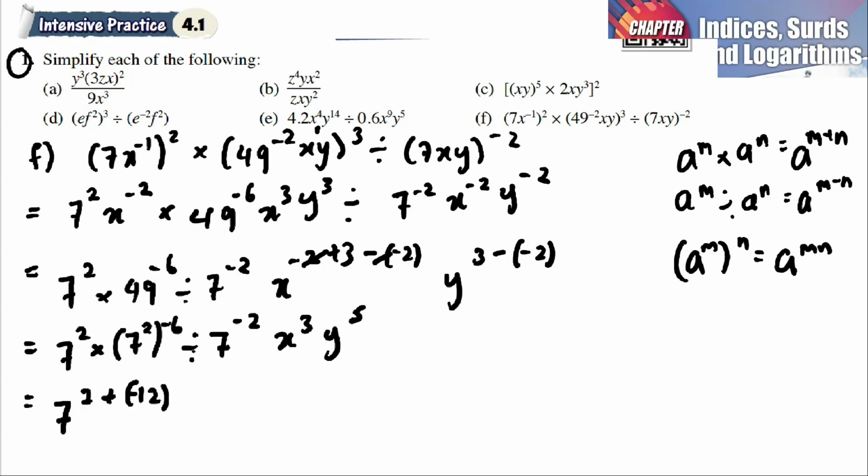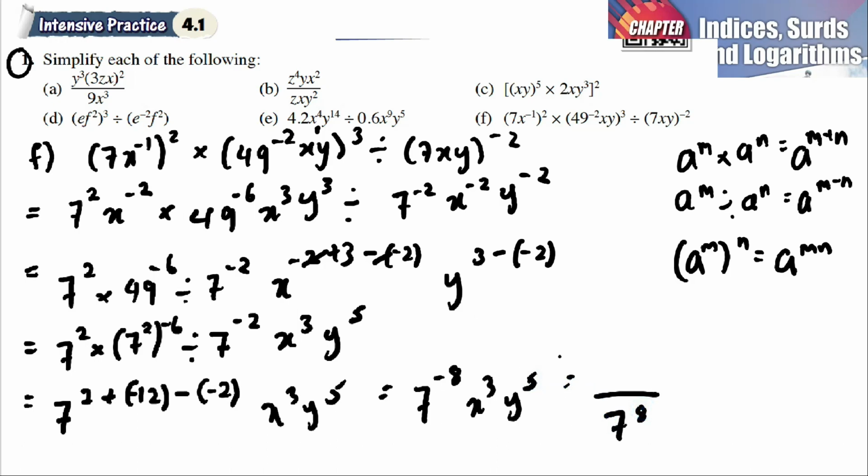And divide means you have to minus the power. So that means you have to minus this one. You get the power of negative 2. x³y⁵, which is equal to, so 7, 2 plus 2 is 4, 4 minus 12 is negative 8, 7⁻⁸x³y⁵. So power negative, that means we have to bring it down. So we have x³y⁵ over 7⁸.